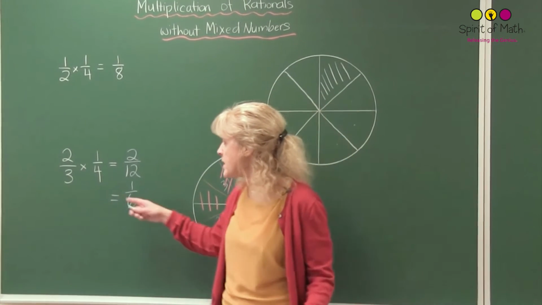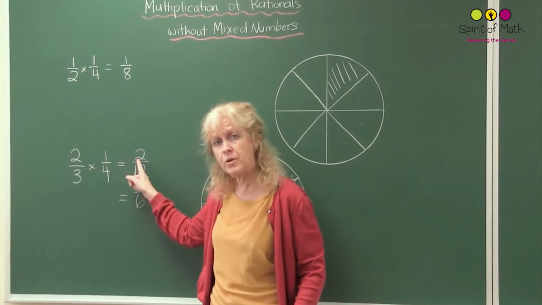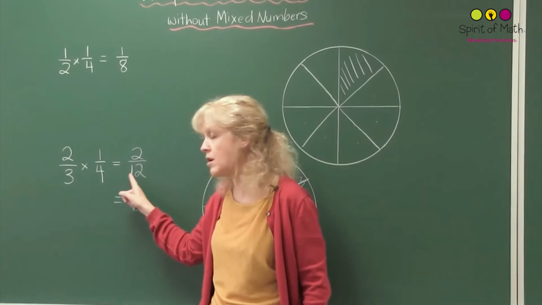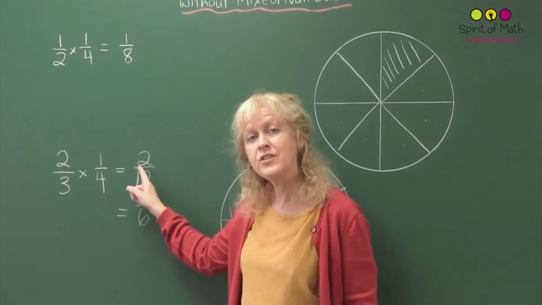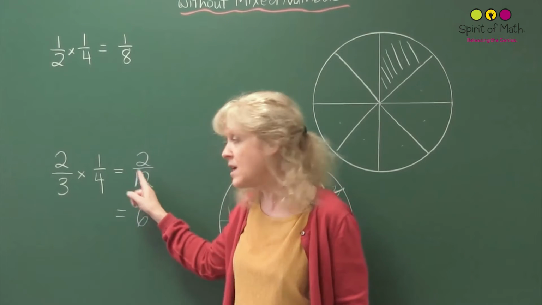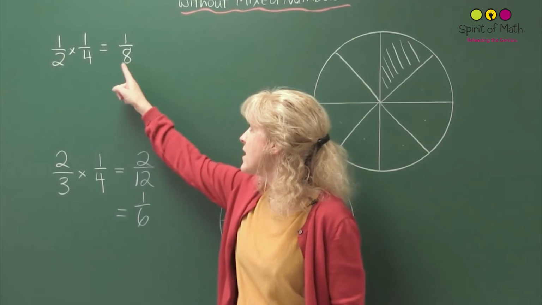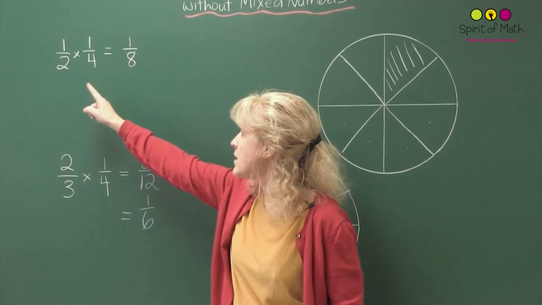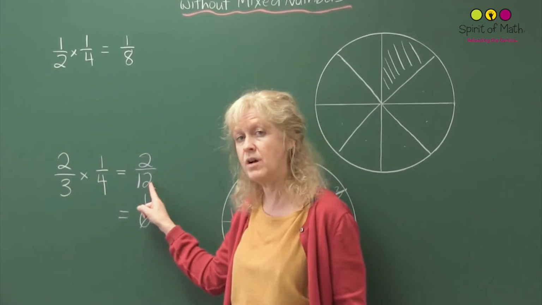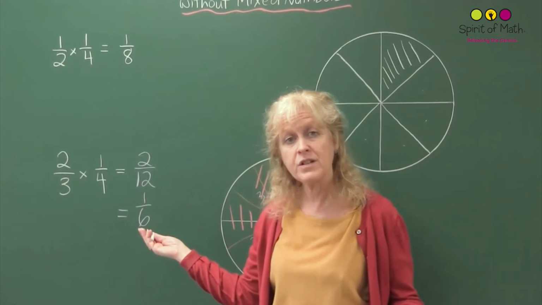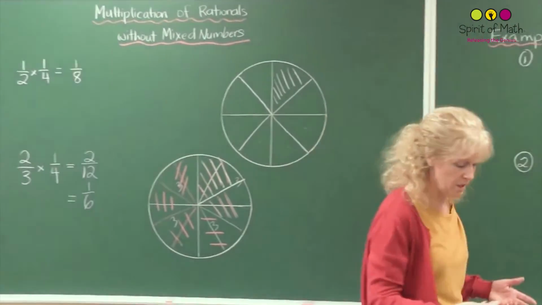Now, notice that, generally speaking, you're really multiplying the numerators together and multiplying the denominators together. Because when you multiply the denominators together, you get the size of each piece, and then you need to know how many pieces, and that's the top part. So again, the numerator, 1 times 1 is 1, 2 times 4 is 8. 2 times 1 is 2, 3 times 4 is 12. So that's all you have to do in multiplication without mixed numbers. Let's go and do one now.